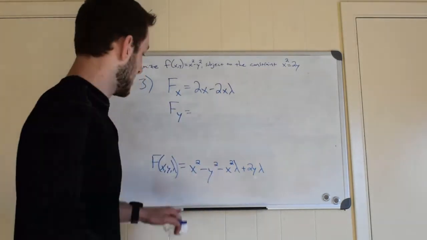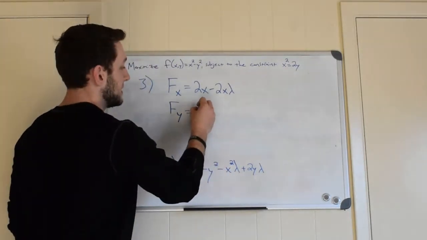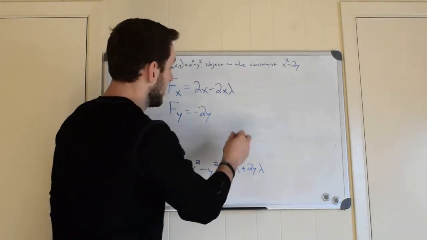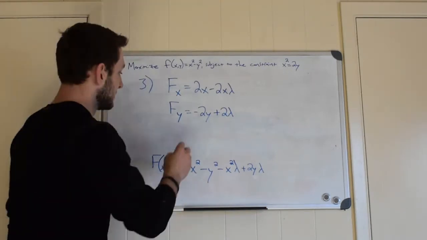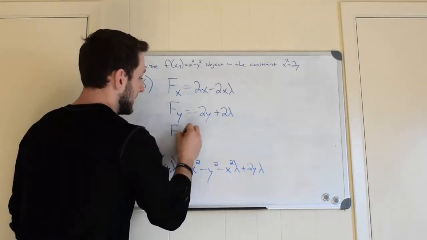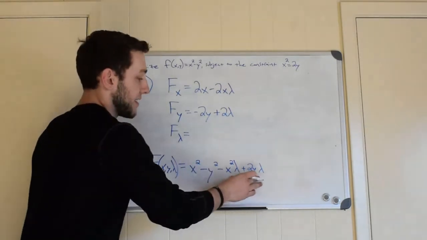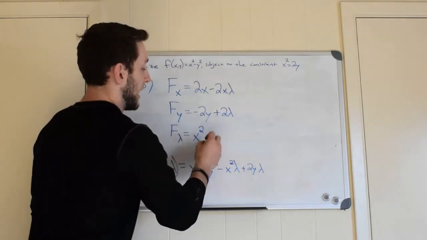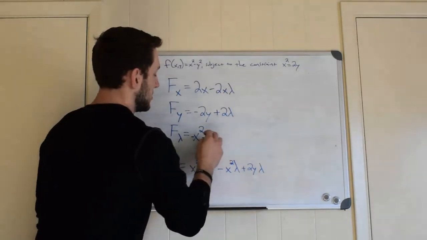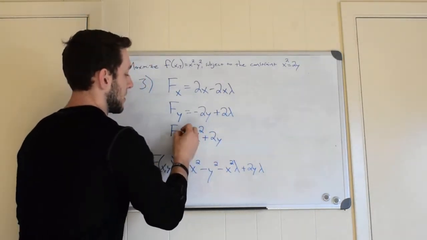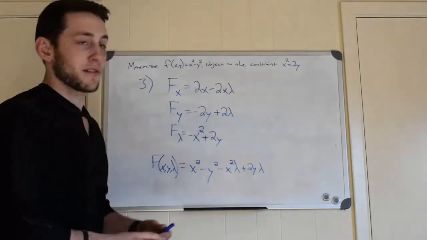F sub y is somewhat similar. These two terms do not have a y, so they become 0. But this term right here will derive to be negative 2y. This term right here will be plus 2 lambda. Last but not least, deriving with respect to lambda, neither of these have lambda in it. These guys do. We just get our constraint function back: negative x squared, excuse me, plus 2y. That's ultimately what our system of equations is going to look like.